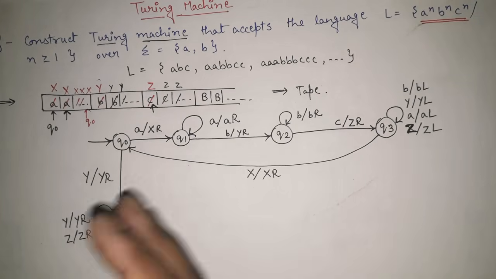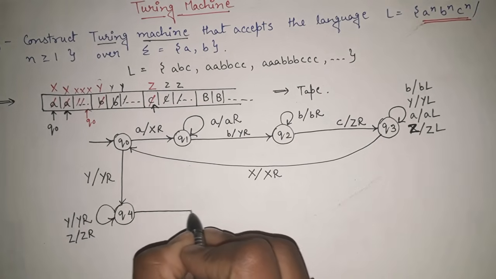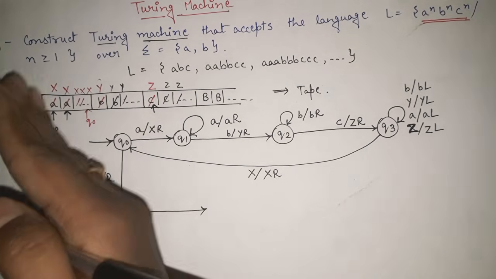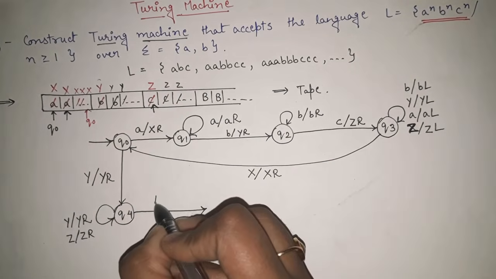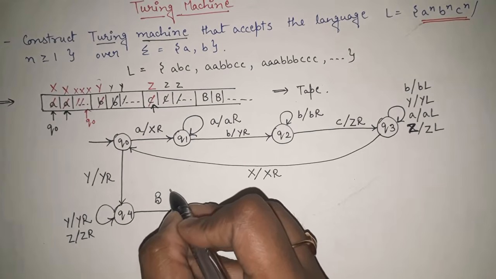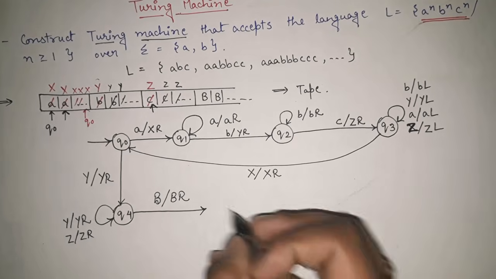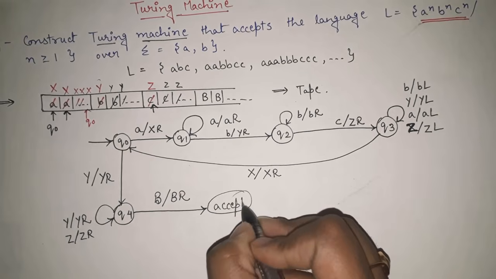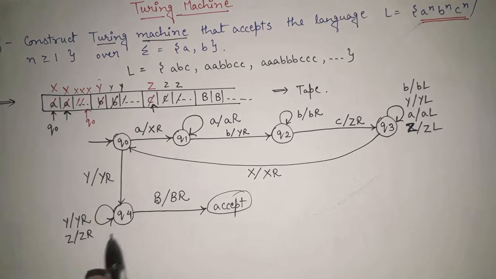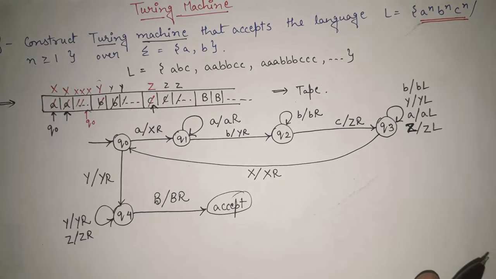So in this way, we will go on checking how many A's, B's and C's are there. And at the end, if I am simply left with the blank symbol, that means all A's, all B's and all C's are traversed. So at that time, I will be left with only blank. B is for blank, right? So I will keep the blank as it is and I will move right. And ultimately, I can say that this is my acceptance state. Once I have explored all the A's, B's and C's and I have got the blank symbol at the end of the tape, I can say that now I am at the acceptance state. Fine.